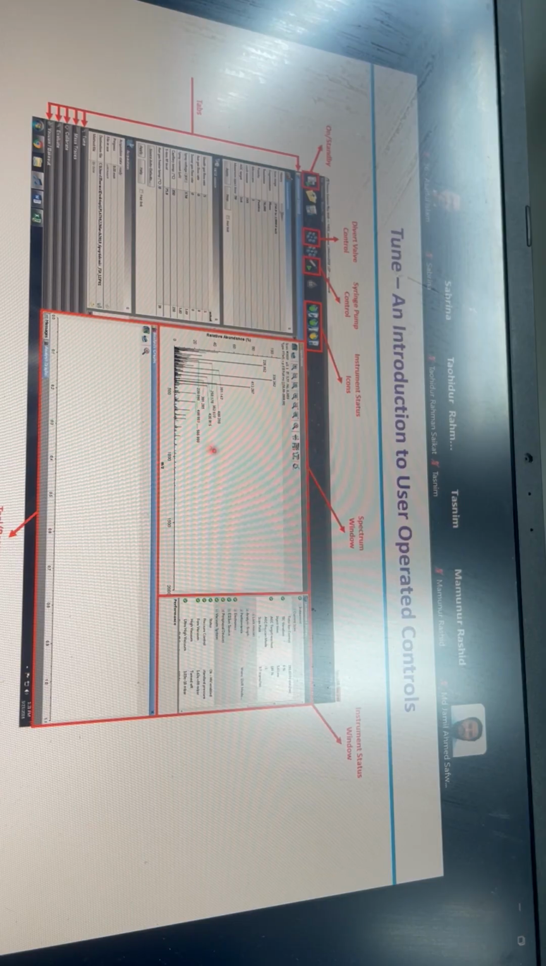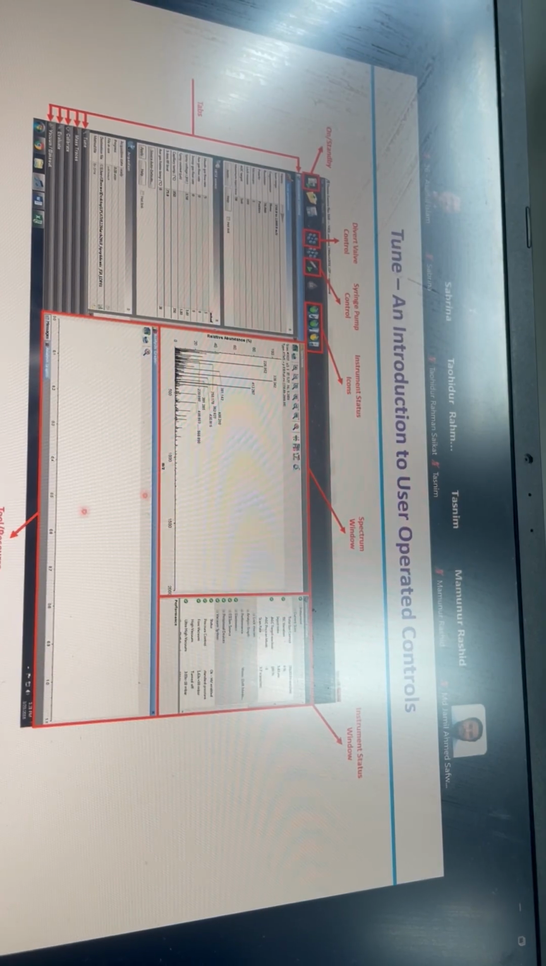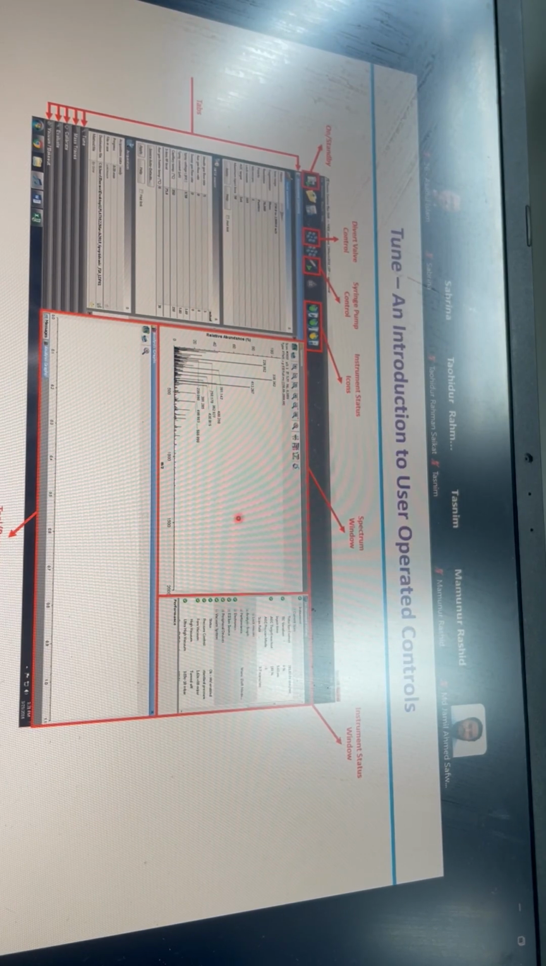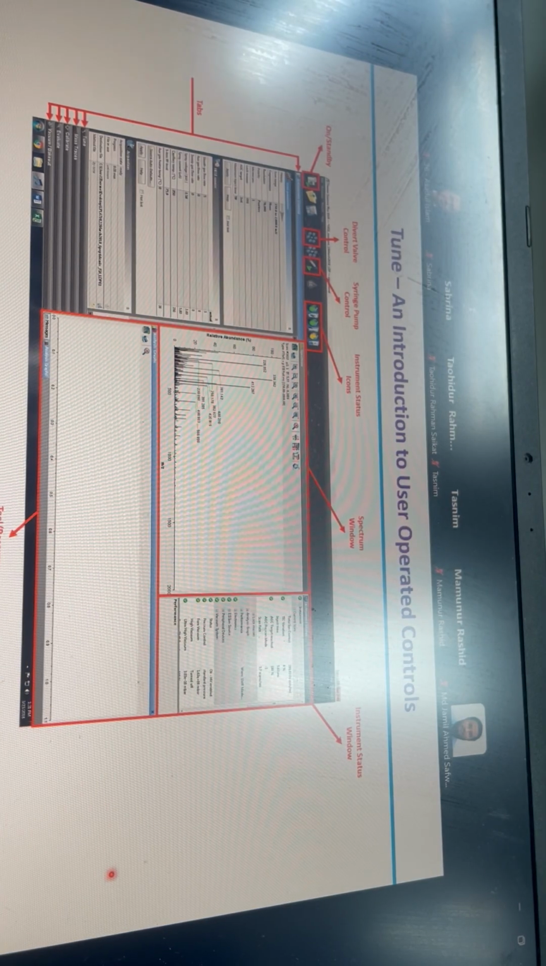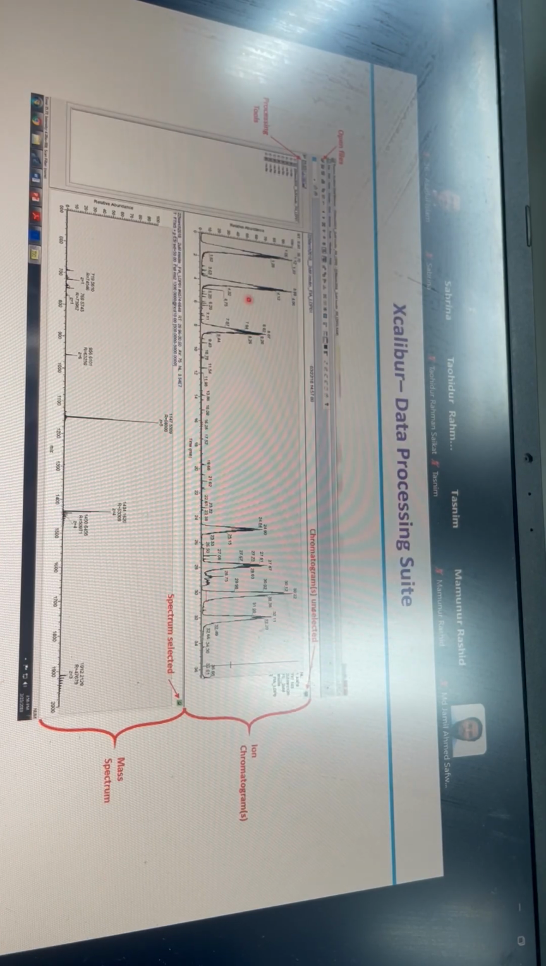Here is the spectrum window. You usually see the chromatogram here, and also you can see the mass spectrum, and then this is the instrument status. So this is the chromatogram, and this is the mass spectrum. At the top is the chromatogram. If you are using any LC, you will see a nice chromatogram. This is direct infusion, so you still see a chromatogram. And this is the mass spectrum, where you see the mass of the molecules.